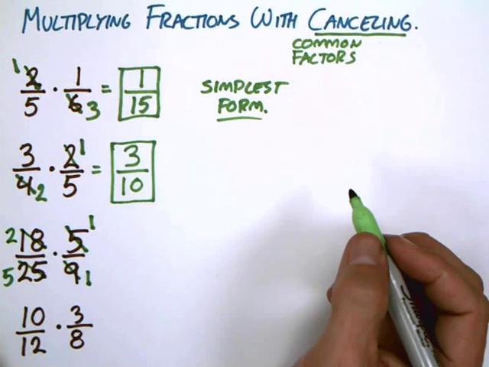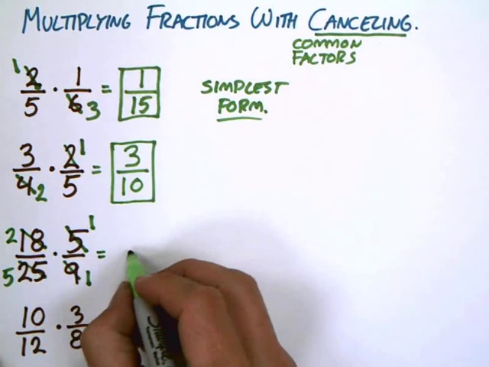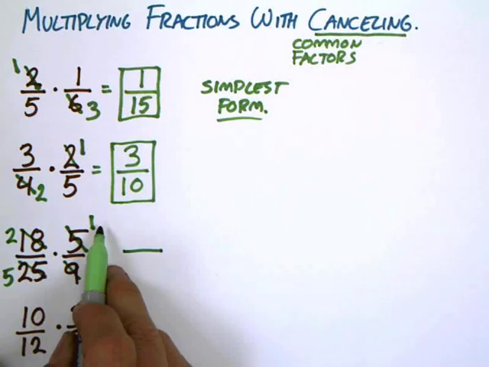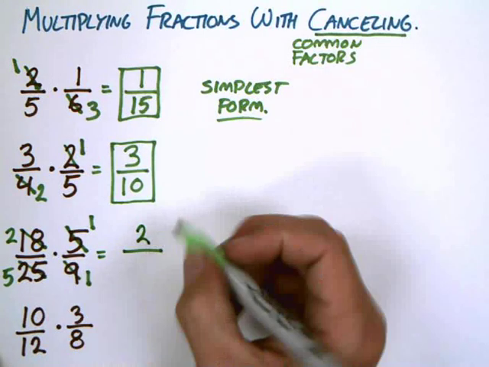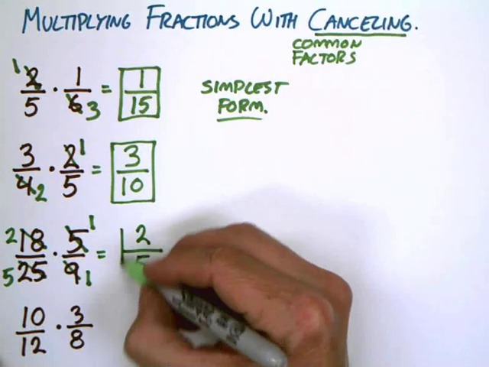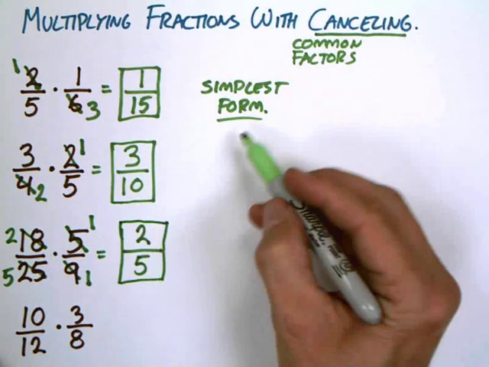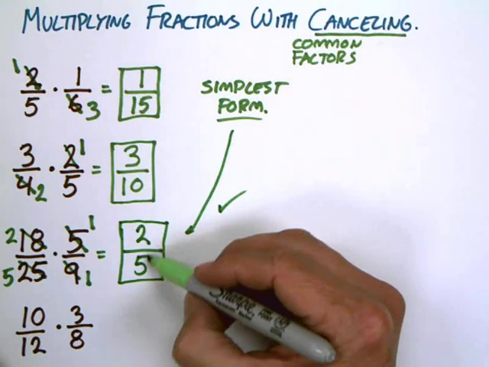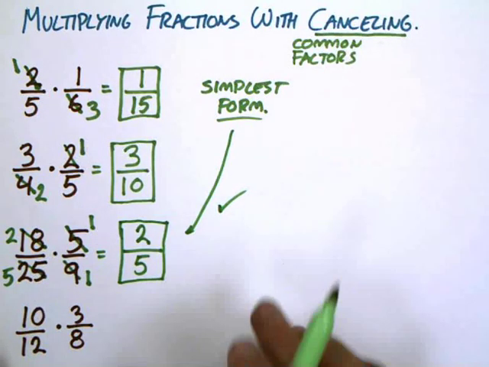So I've managed to cancel quite a bit out of this. So all I have left is my green numbers. So the numerator is going to be 2 times 1, which is going to be worth 2, and the denominator is going to be 5 times 1, which is going to be worth 5. You can check at the end, just make sure that this is in simplest form. Make sure that the 2 and the 5 don't have anything that I can cancel.